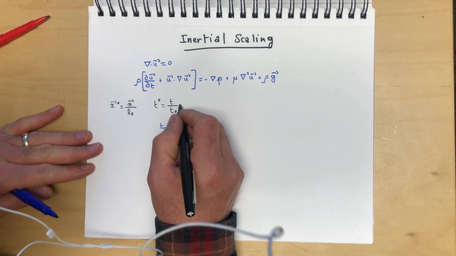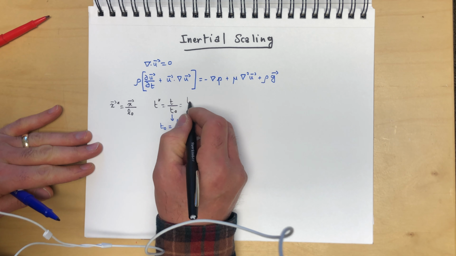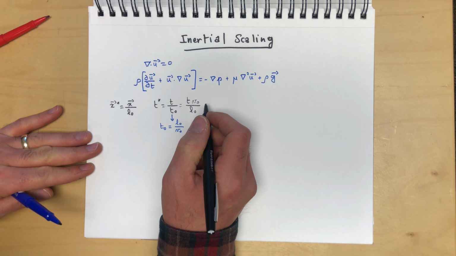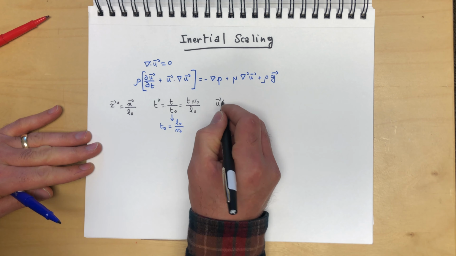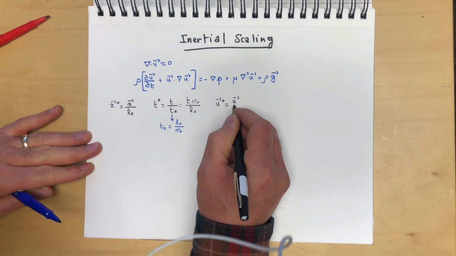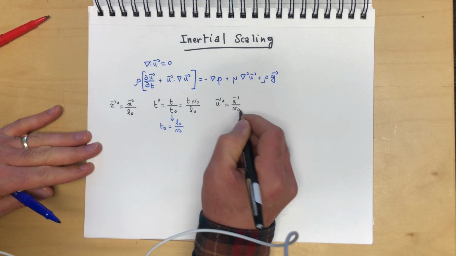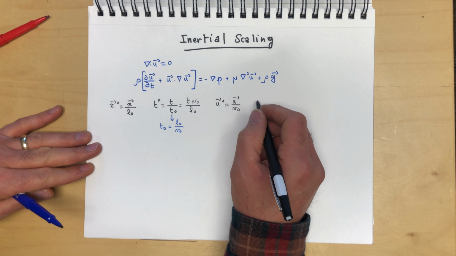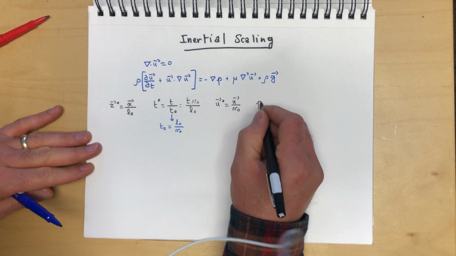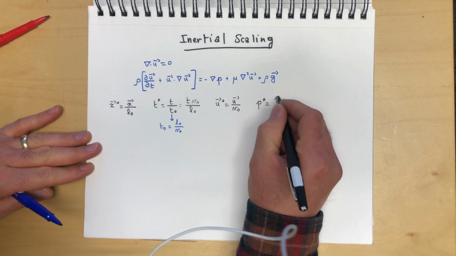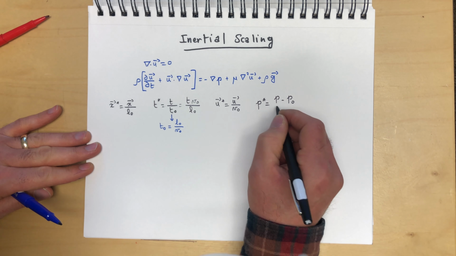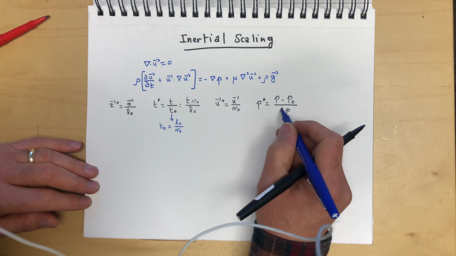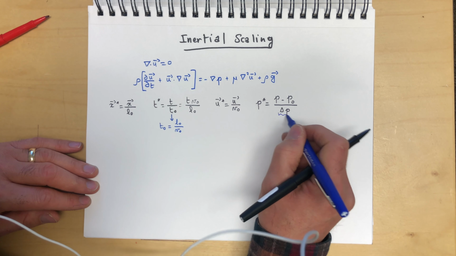So that means our t star is equal to t V0 over L0. Now u star will be equal to u over V0. And for the pressure, we're going to choose p star equal to p minus a far field pressure, over some reference pressure difference to be determined.